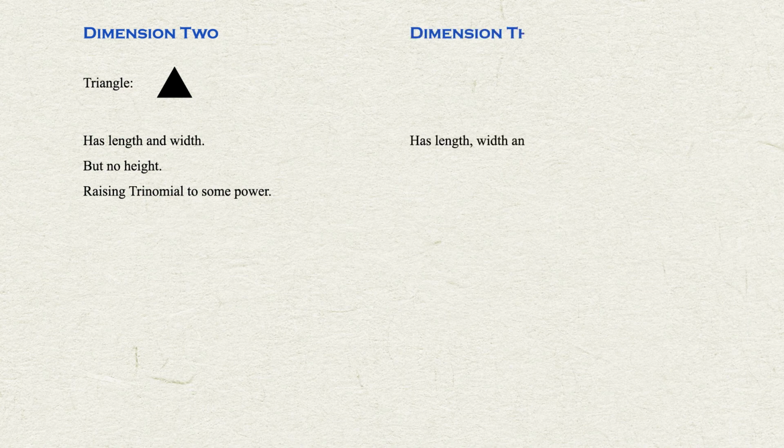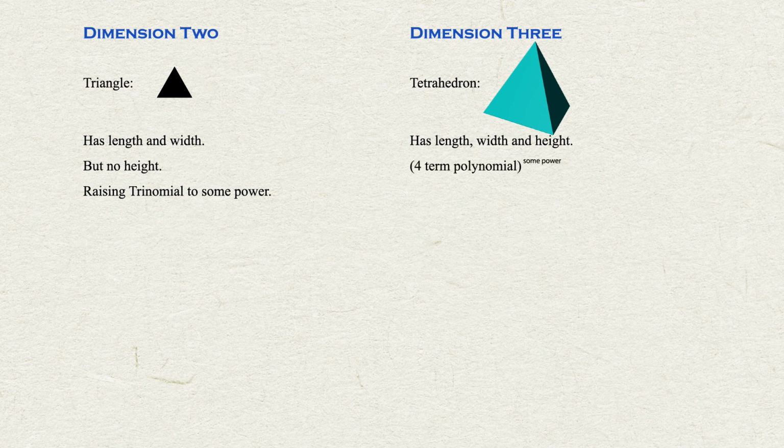Then an object with length, width, and height would need to be represented in three-dimensional space. Some examples would be a pyramid, cube, or sphere. Since we are exploring higher dimensions of Pascal's triangle, we will focus on a tetrahedron or a regular pyramid. In fact, we will focus on a regular tetrahedron, which is one where all four faces are equilateral triangles, as we can see here. This entire three-dimensional tetrahedron will be needed for the coefficients when expanding a polynomial having four terms.